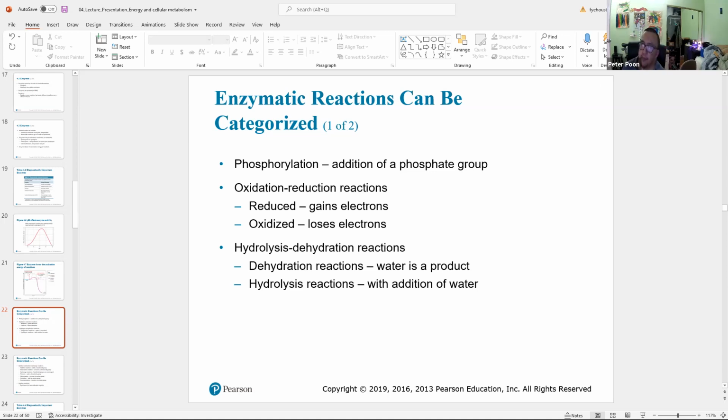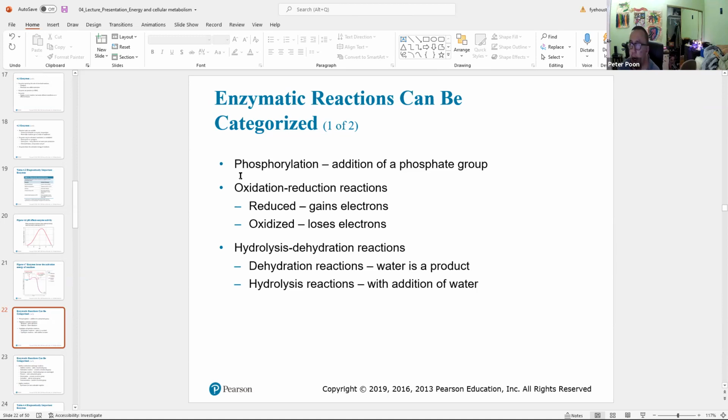Phosphorylation is the addition of a phosphate group. Then oxidation reduction reactions. You probably learned this in chemistry or whatever form of chemistry you took. I think we have a scientific concepts class, and you guys probably learned this in scientific concepts.